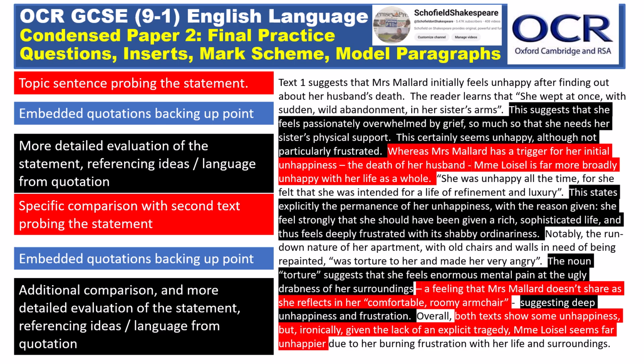Notice how I have far more comparisons in the second half of the paragraph, having gone into detail about the statement in relation to the first text. Note also how specific these comparisons are. I'm also becoming increasingly keen on the idea of a very brief comparison halfway through the evaluation of the second text, a cheeky unlike, or here, a feeling that Mrs. Mallard doesn't share.